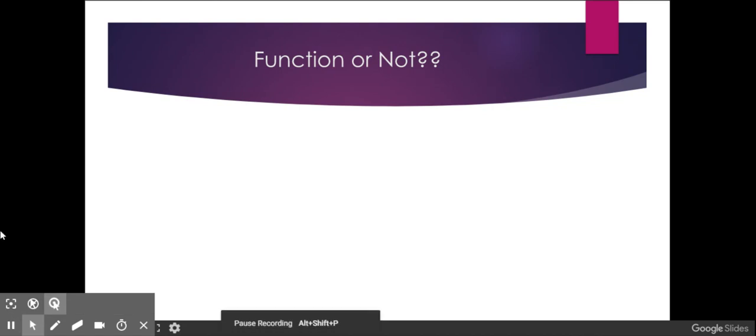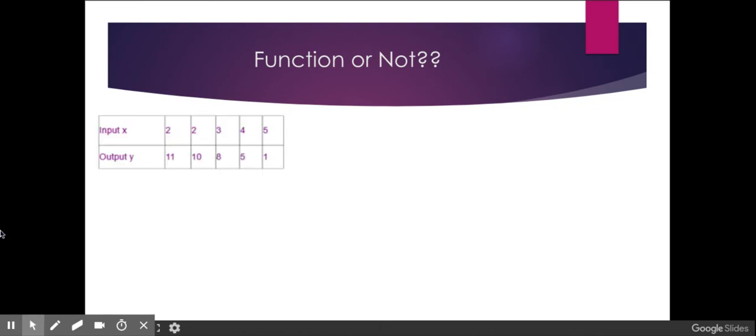So we're going to do a couple examples to tell if it's a function or not. The first one is a table of values. So we look for repeated x values. Here we have 2 twice. So 2 goes to 10 and 2 goes to 11. Not a function because x has to go to the same thing if it's the same number.